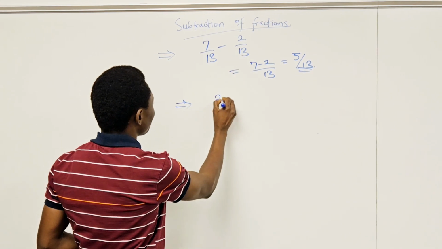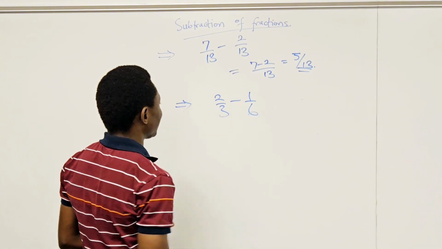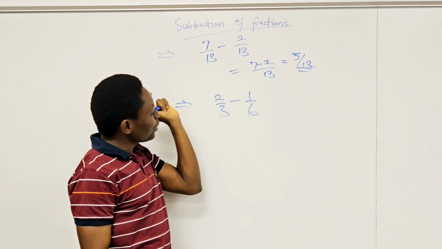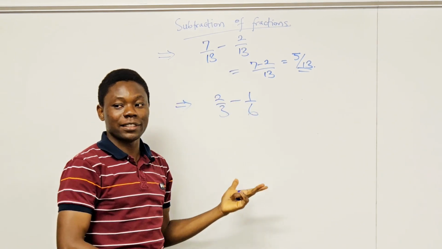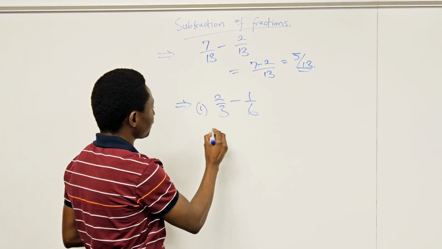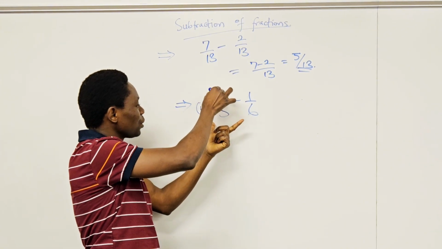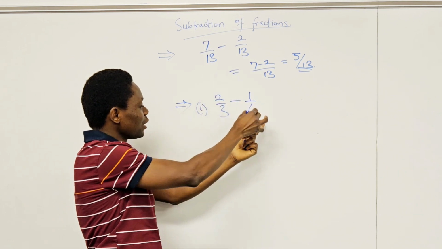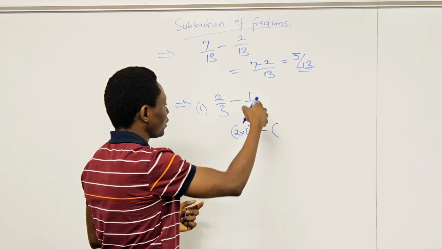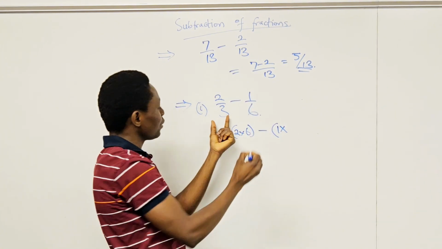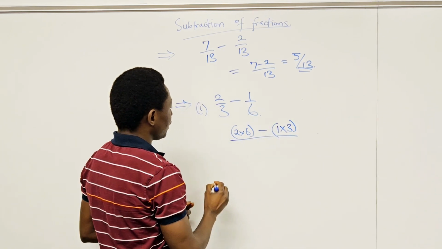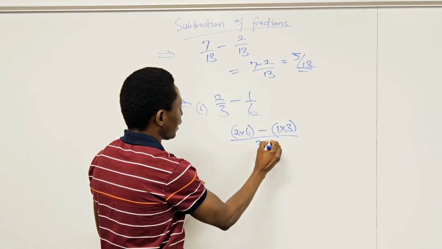Now, if we have a situation where the denominators are not equal, for example, we have 2 over 3 minus 1 over 6. Okay, the denominators are not equal. So we could do the cross multiplication, or we can find the LCM and use the LCM approach. So let's use method 1. We cross multiply: 2, the numerator of the first fraction, times the denominator of the second fraction, which is 2 times 6, minus the numerator of the second fraction, 1, times the denominator of the first fraction, which is 3, everything over the product of 3 and 6.